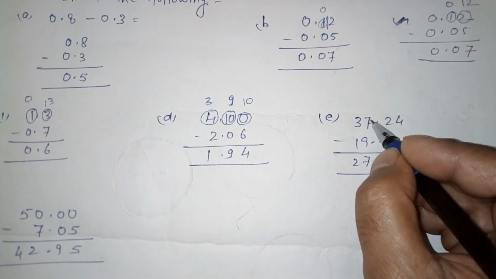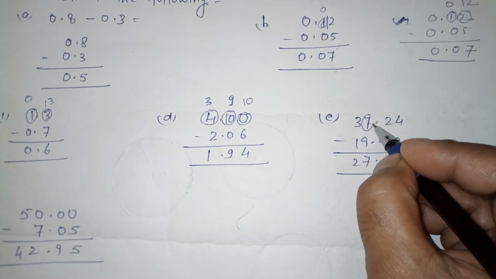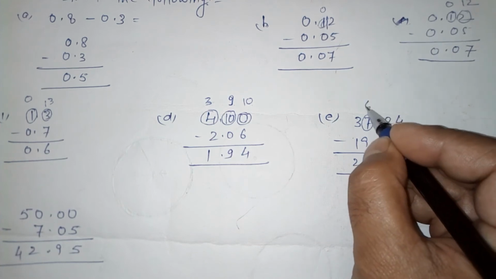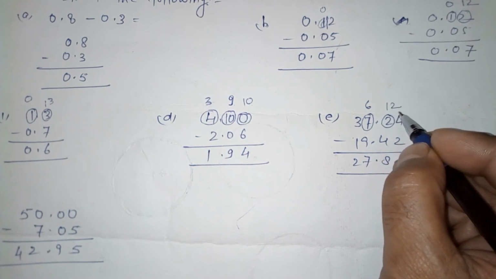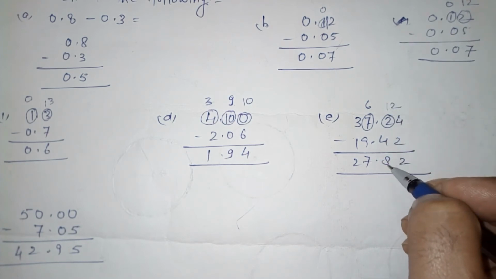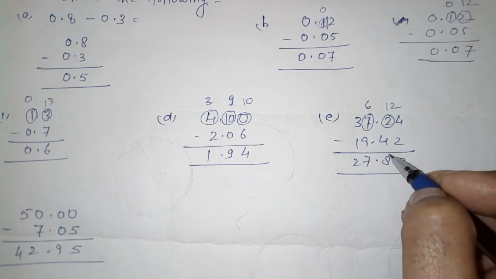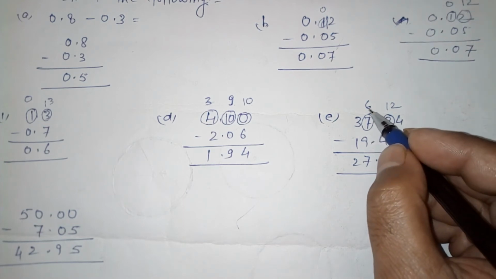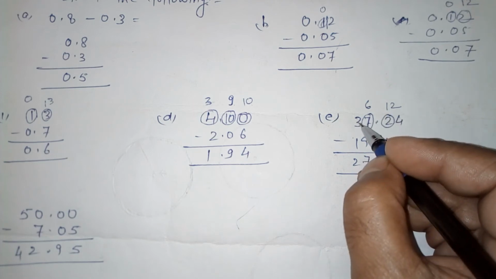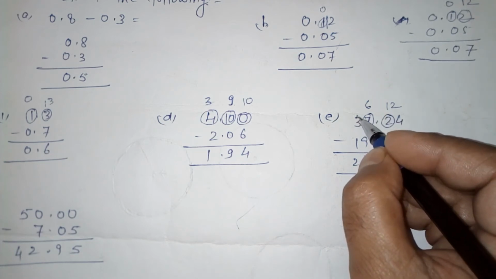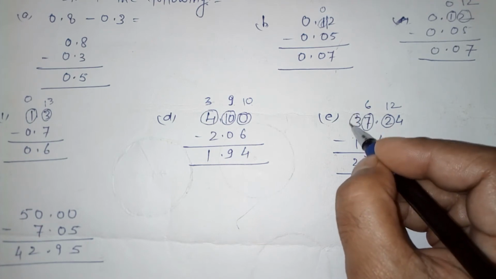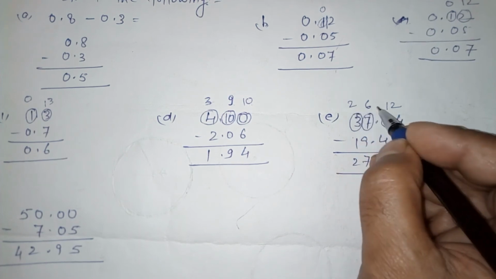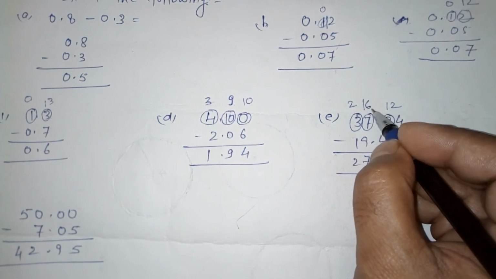When we borrow one from 7, then 7 is converted to 6, and 2 is converted to 12. Okay, 12 minus 4 gives you 8. Again, we cannot subtract 9 from 6, so what will you do? We borrow one from 3. When we borrow one from 3, then 3 is converted to 2 and 6 is converted to 16.